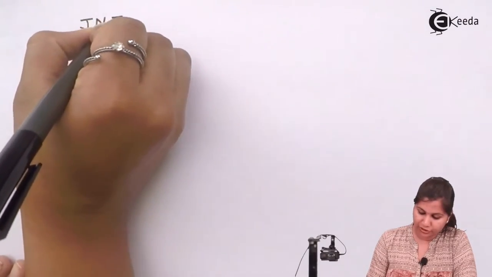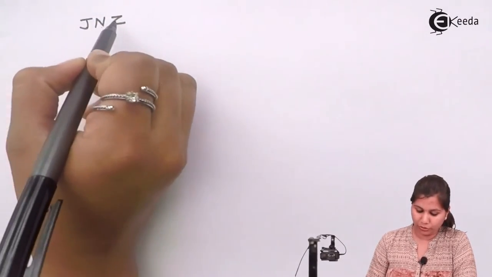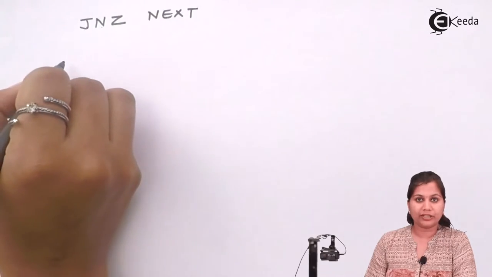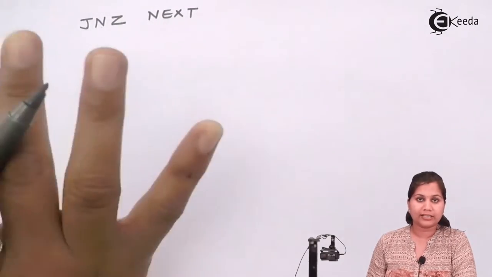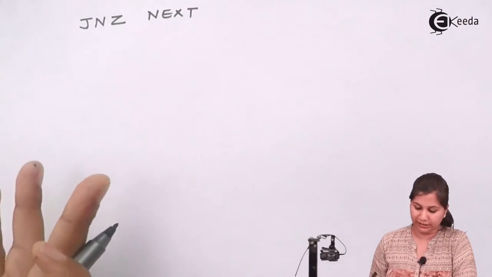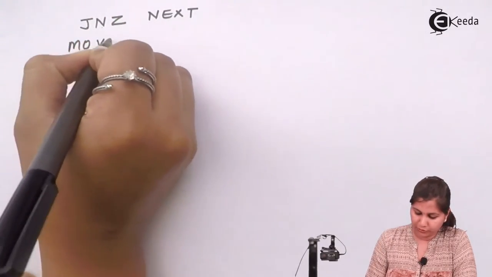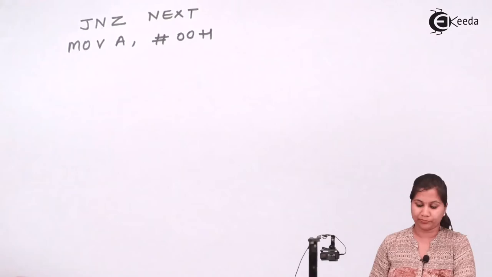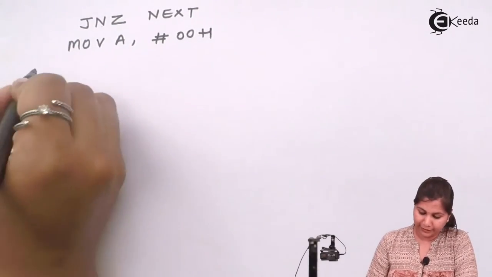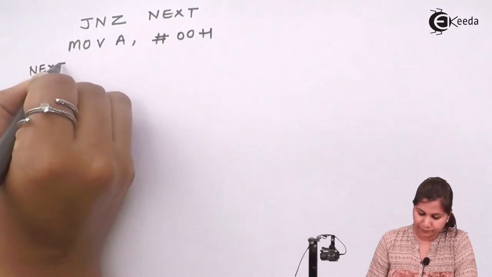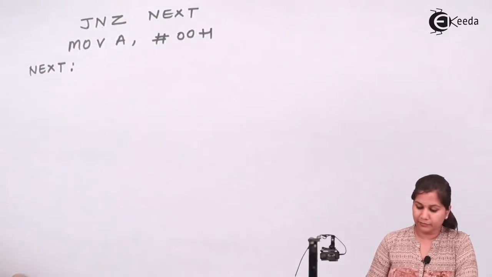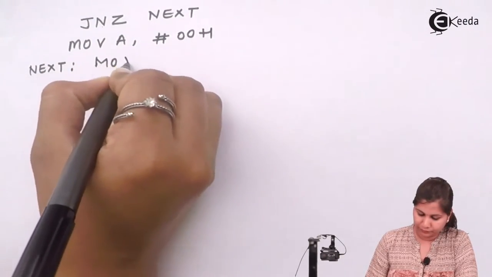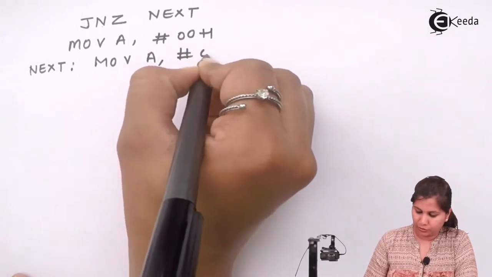So we will use the instruction related with the zero flag, jump on no zero to next position. And if the zero flag is set, all the contents have become 0, it means that it is having the even parity. So move into the accumulator 00H, and if the zero flag is not set, then move to A 01H.